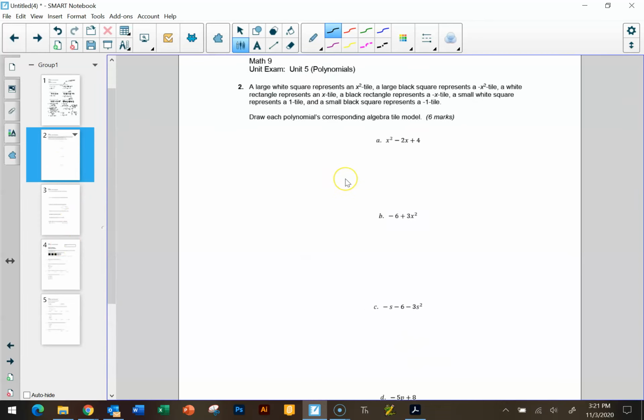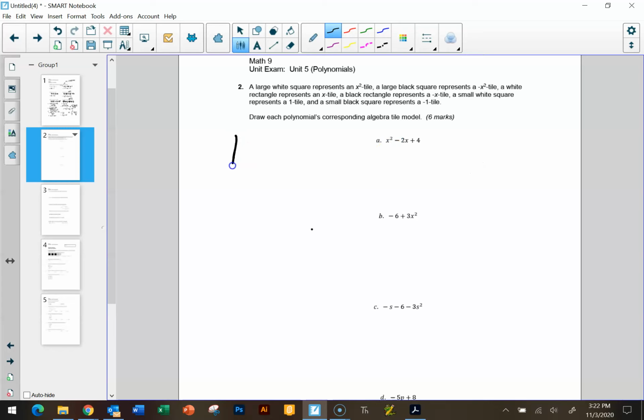A large white square represents an x squared tile, a black square represents a negative x squared tile, and so on. So we've been doing that the whole time, right? We've been shading in our negatives. What we're going to do is draw the polynomial's corresponding algebra tile model. I probably won't have this many questions about this on the exam, because I figure once you can do it once or twice, you should be good.